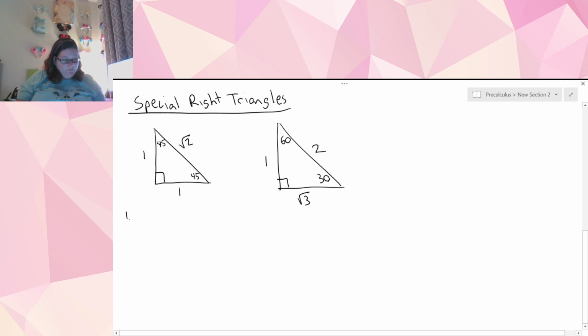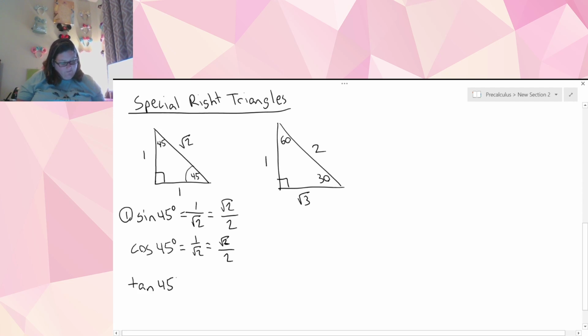So, for example, if I want to find sine of 45 degrees, I can do that with my special right triangle. Sine of 45 degrees, so I do opposite over hypotenuse, so I get 1 over the square root of 2, which simplifies to the square root of 2 over 2. If I want to find cosine of 45, we do adjacent over hypotenuse, which again is 1 over the square root of 2, which is square root of 2 over 2. And then tangent of 45 is opposite over adjacent, which is 1 over 1, which simplifies to just 1.